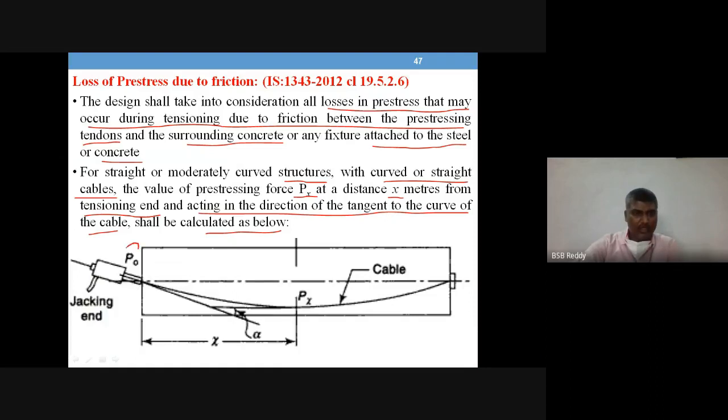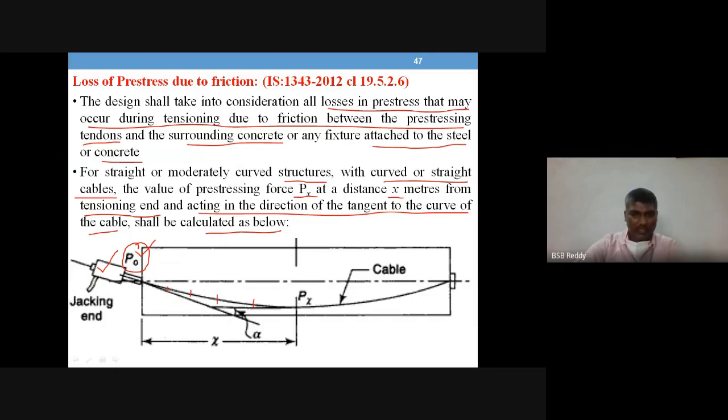The P naught is the force that you are actually applying onto the tendon from the hydraulic jack, and over the distance, say for example at this point or at this point, there will be frictional loss. The force will act opposite to this, and the final force will be less than this P naught that we will see.